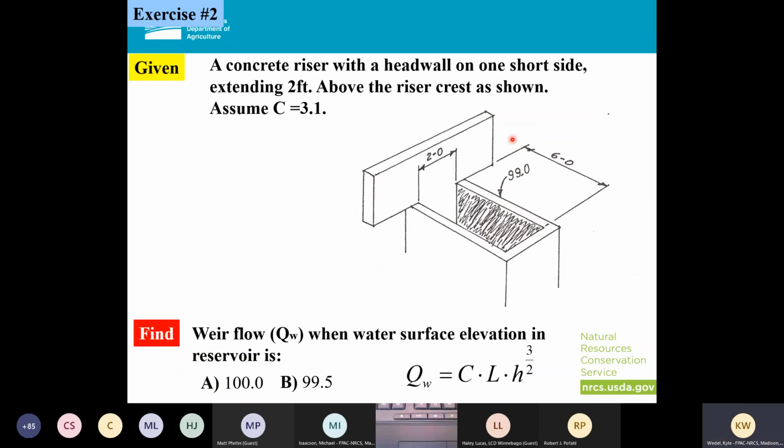All right, and so I'm going to have you guys work through this one. This time we have a square riser. If you notice here, the top of it is extended back a little bit further, so my water's only going to be able to flow over 3 sides: the 6-foot side, the 2-foot side, and the 6-foot side. So you're going to calculate out your L and your H, and C is given at 3.1. So calculate it out when our water elevation is at 199.5.